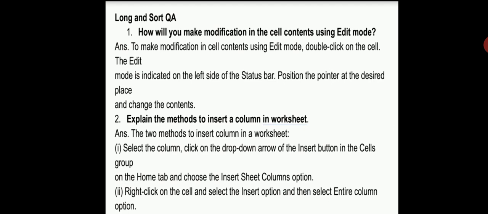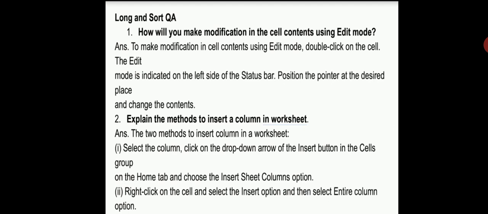How will you make modification in the cell content using edit mode? This is the first question. The answer for the same is: to make modification in cell contents using edit mode, double click on the cell. The edit mode is indicated on the left side of the status bar. Position the pointer at the desired place and change the content.